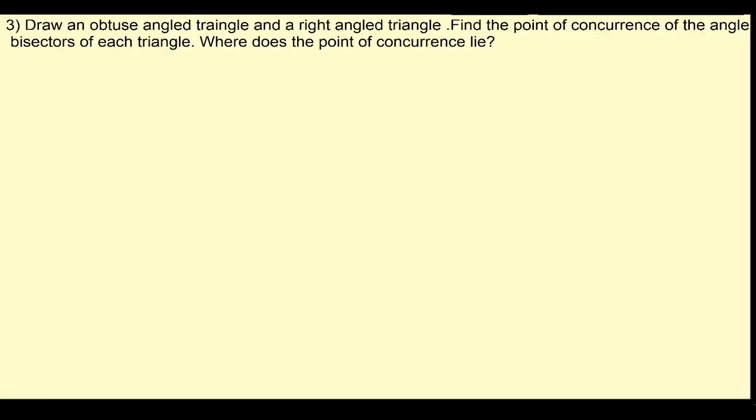Draw an obtuse angle triangle and a right angle triangle. Find the point of concurrence of the angle bisector of each triangle. Where does the point of concurrence lie? Let us start with the obtuse angle triangle.